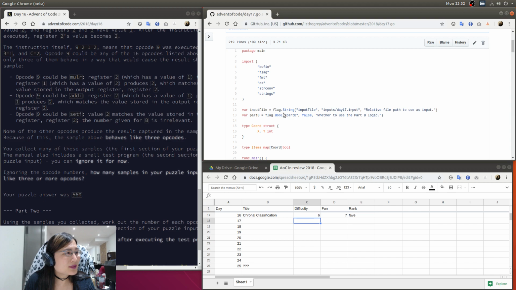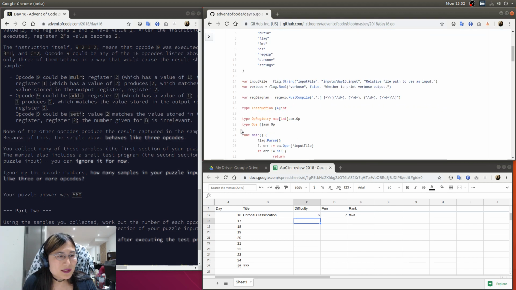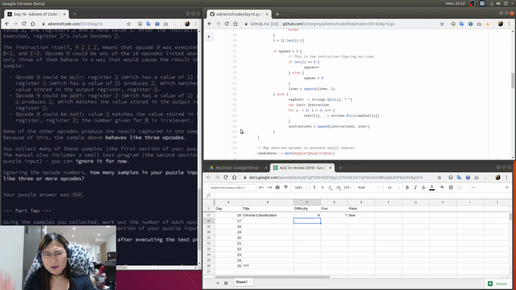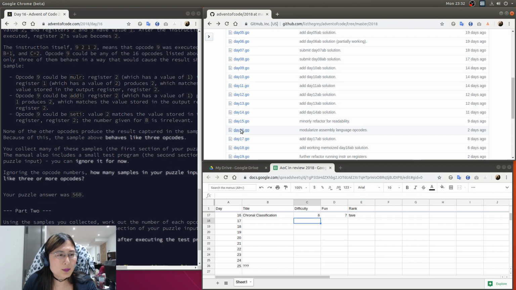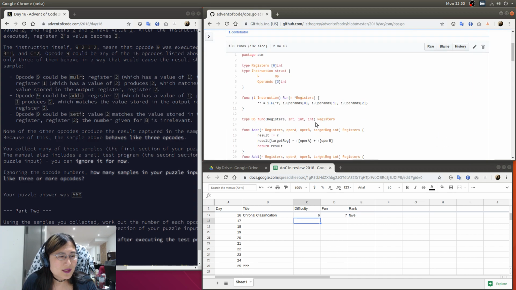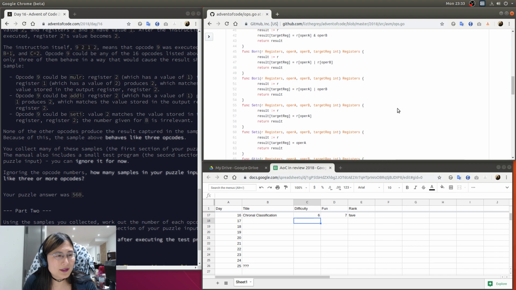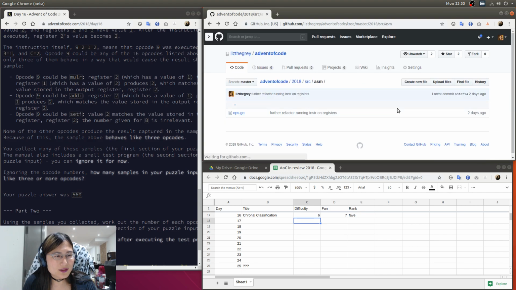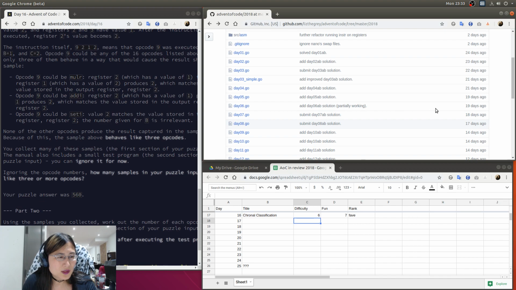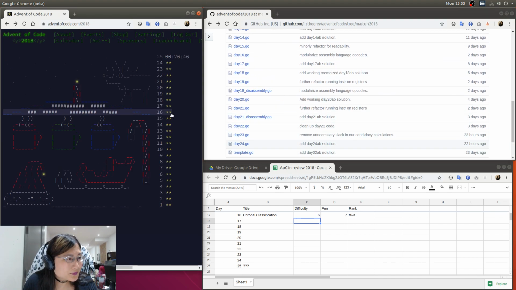Let's see, this was day... Oops, I clicked on day 17 by accident. So in day 16, I ultimately wound up refactoring this, and I created an assembly library that basically listed out, okay, here's add, here's multiply, here's Boolean OR, and so on and so forth. Okay, so that was day number 17.